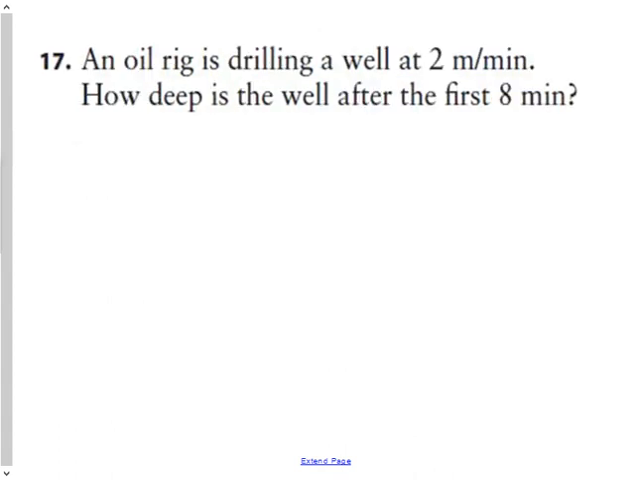And the last one, an oil rig is drilling a well at 2 meters a minute. How deep is it? So for 8 minutes, it's going to go down 2 meters. So at the end of those 8 minutes, it will be negative 16 meters below the ground.